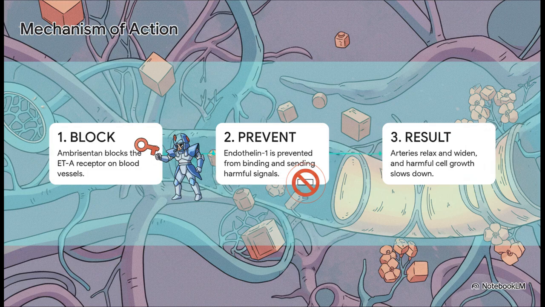First, Ambrisentan gets in there and physically blocks that ETA receptor. It basically slams the door shut. This means endothelin-1 can't dock and send out its harmful signals. And the result is a 1-2 punch. The arteries can finally relax and widen, which lowers blood pressure. And it also helps slow down that progressive, damaging scarring of the vessel walls.